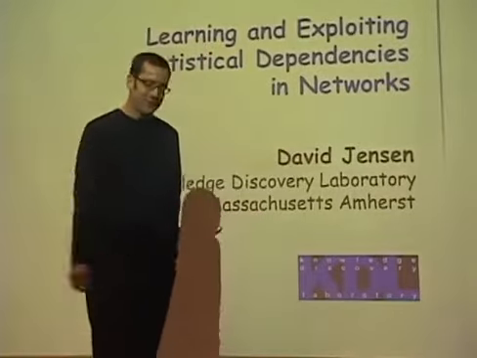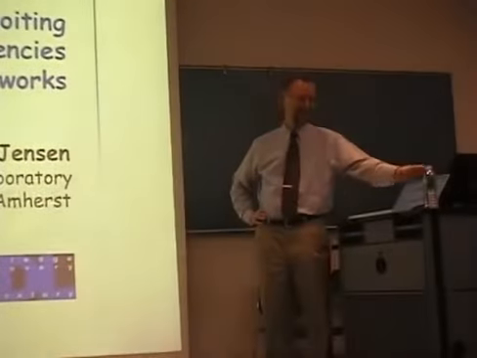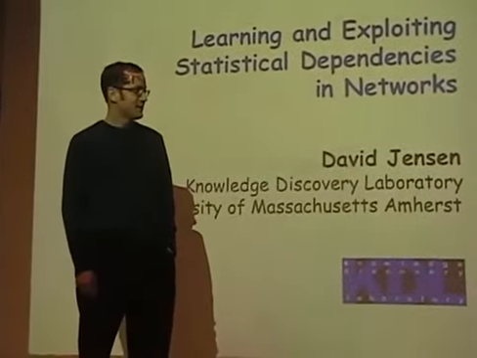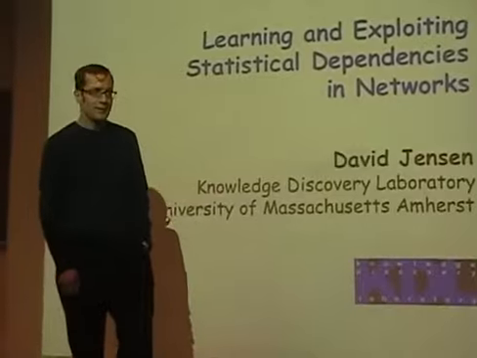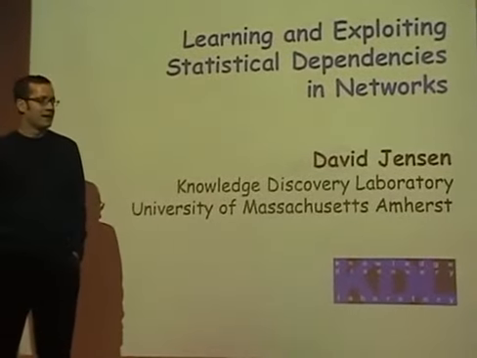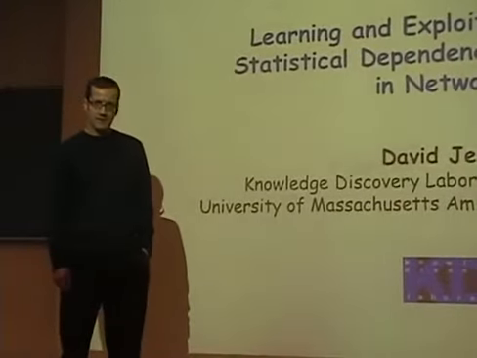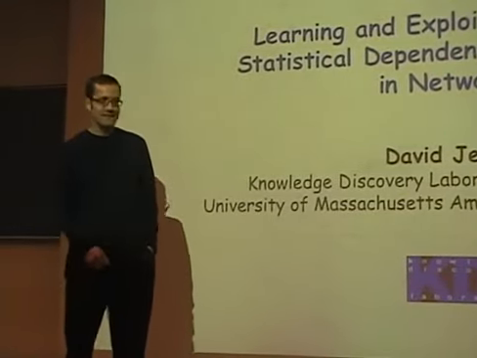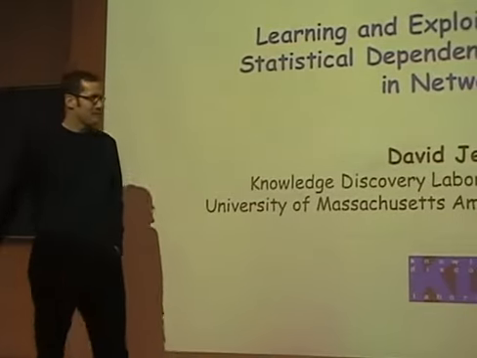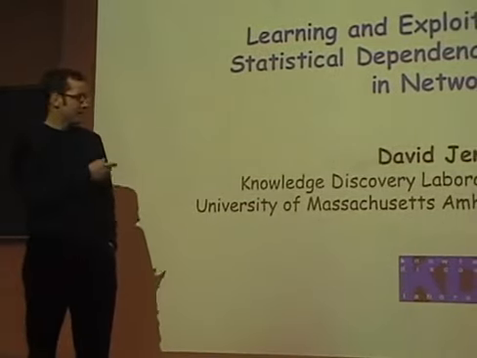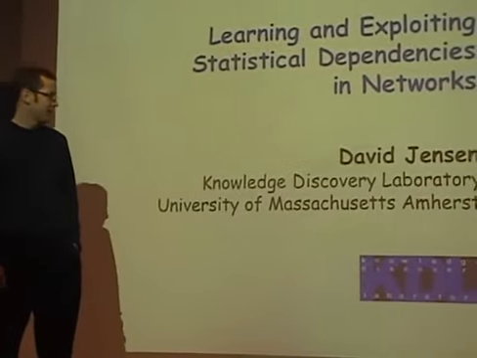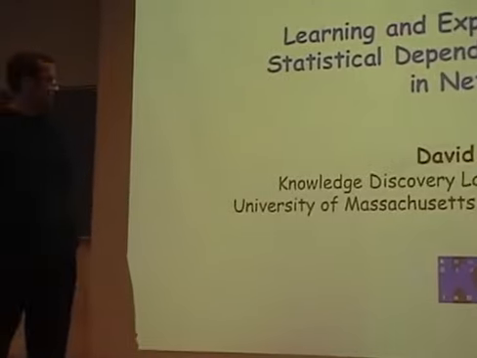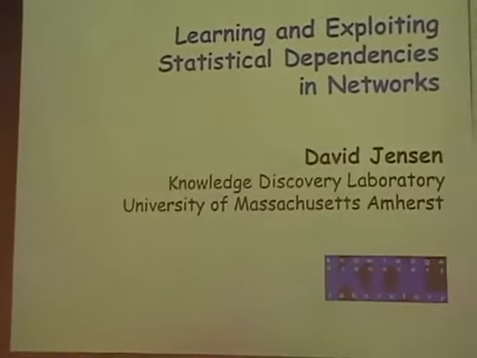Okay, so this is David Jensen from the University of Massachusetts at Amherst. He did his PhD at Washington University in St. Louis. And after that, he went to the Congressional Office of Technology Assessment, where he actually worked on money laundering, which inspired some of the work that he's done since then, and in fact, some of the work he'll talk about today. He's the director of the Knowledge Discovery Laboratory at Amherst. And he's going to tell us about exploiting statistical dependencies in networks.